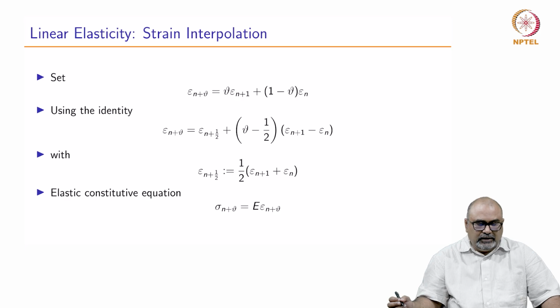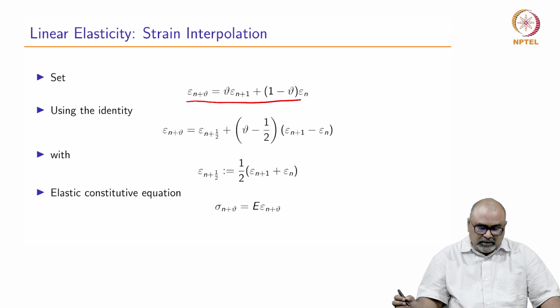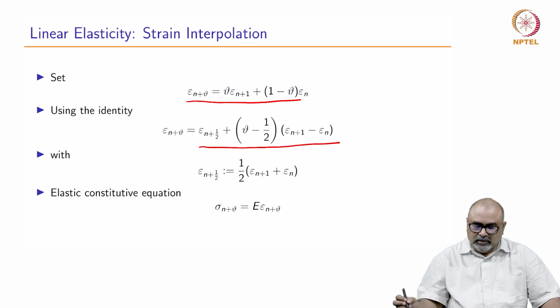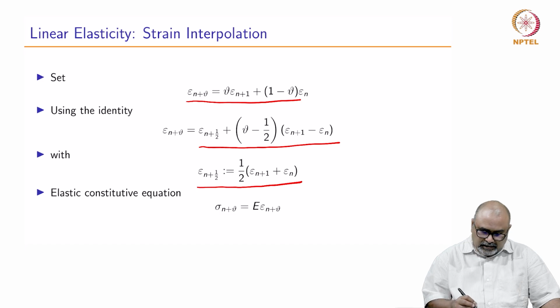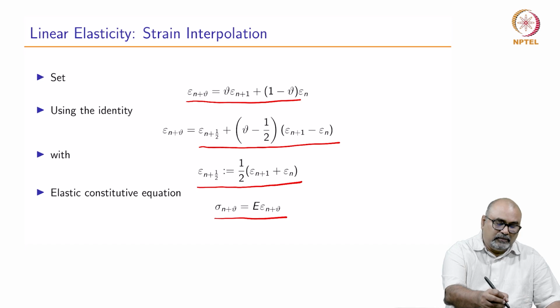Now, for a case of linear elasticity, one can do the strain interpolation also in terms of ψ. So, epsilon_{n+ψ} can be written as ψ times epsilon_{n+1} plus (1 minus ψ) times epsilon_n, and by choice of ψ equal to half, we can write this as epsilon_{n+ψ} equal to epsilon_{n+half} plus (ψ minus half) times (epsilon_{n+1} minus epsilon_n). And so, epsilon_{n+half} is defined as half of (epsilon_{n+1} plus epsilon_n). The elastic constitutive equation is written as sigma_{n+ψ} is equal to E times epsilon_{n+ψ}.